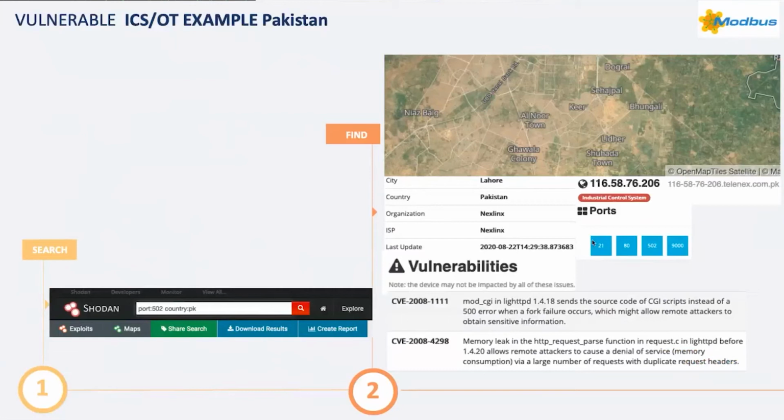And this is just an example of one. As you can see, we can see the geographic area of where it's located, but more importantly, the ports that are available and the vulnerabilities, as you can see here on the bottom right-hand side. CVEs that have not been addressed since 2008. So first off, these CVEs need to be addressed. These devices need to be patched. But more importantly, I shouldn't be able to access this device in this way.